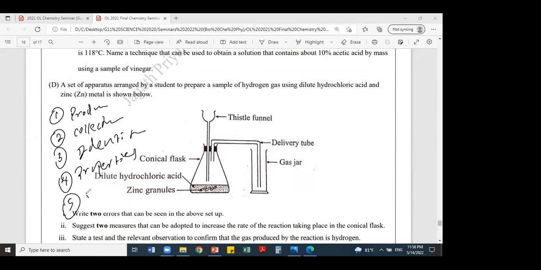Number 5, uses of that gas. What are the 3 gases you should know? The production, collection, identification, properties and uses. Hydrogen you should know. Carbon dioxide you should know. Oxygen you should know.